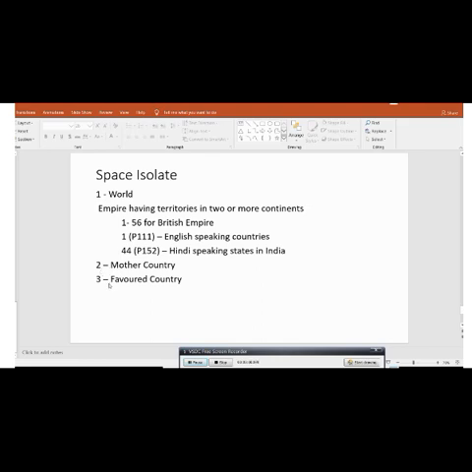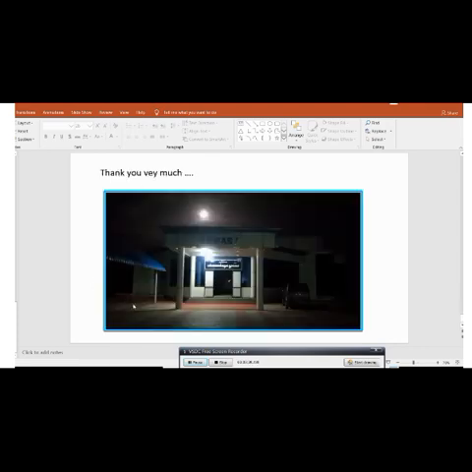Added to that, 2 is the mother country. And 3 we can refer to as the favored country. So for example, if India is my mother country, instead of 44, I can put 2 as my mother country. And for favored, if America is favored to us, instead of the American country name, we can give 3. Or Japan, whatever countries we think are favored to India, we can give 3 as the number.